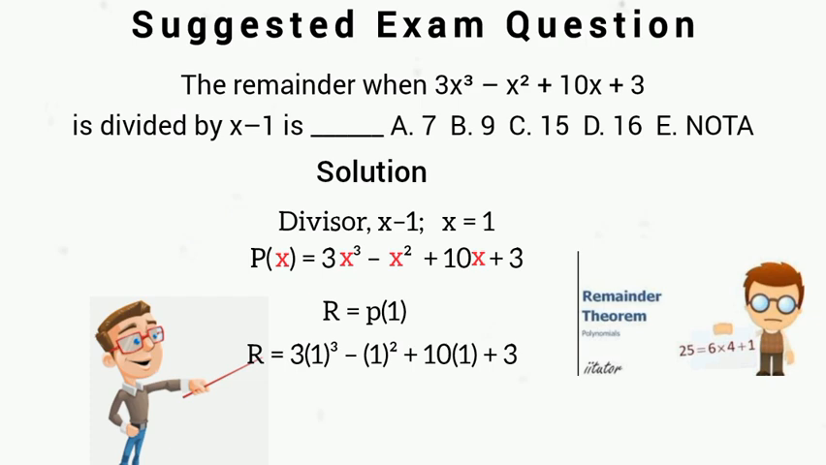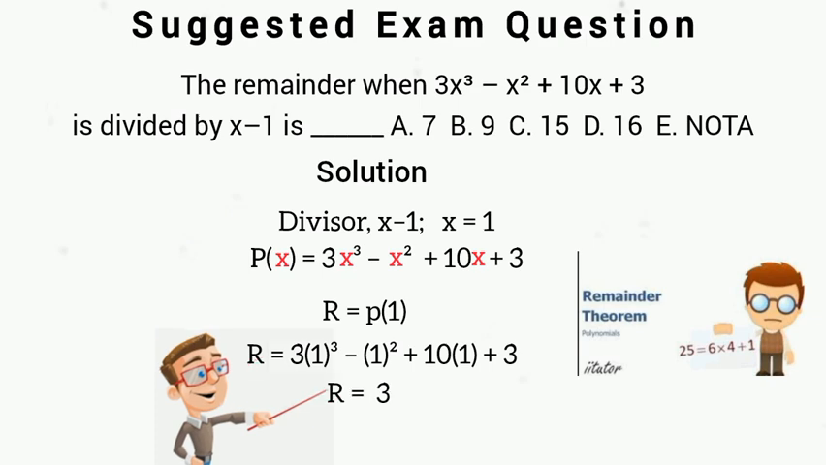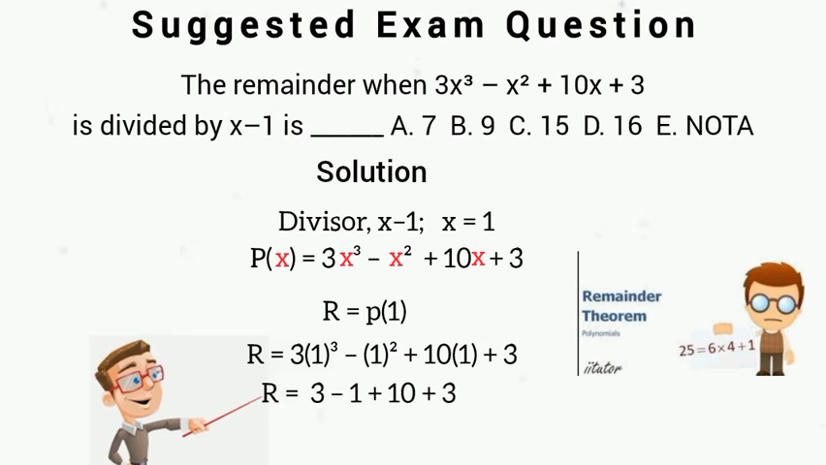Now if you work out 3 bracket 1 to the power of 3, you will still get first 1 raised to the power of 3. You get 1 times 3, you get 3. Minus 1 to the power of 2, you would get 1. Plus 10 times 1 would give us 10. Plus 3. And then you notice that we have 3 plus 3, which would give us 6. Minus 1, which would give us 5. Plus 10, which will give us 15.